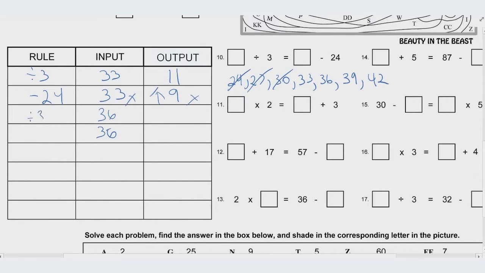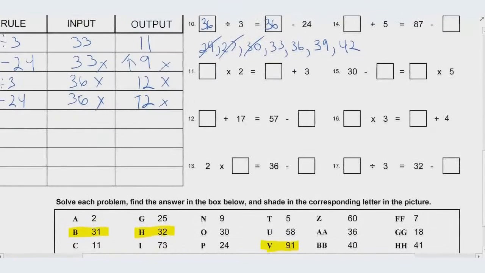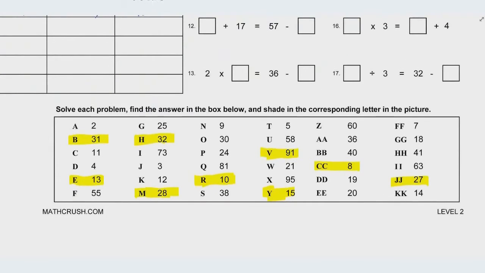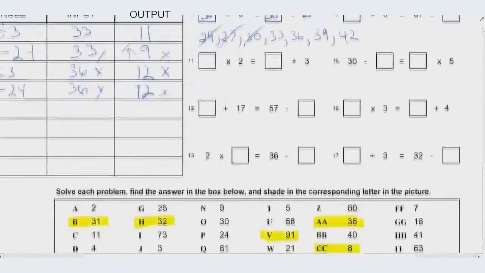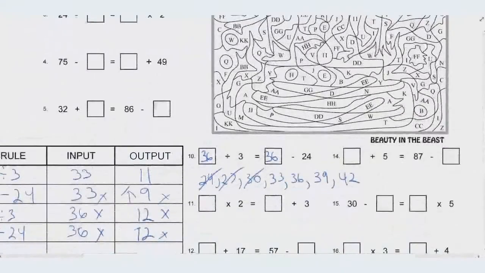Divide by 3, minus 24. 36 divided by 3 is 12, and 36 minus 24 is 12. We got the same output, the same input, so we know this must be 36. Again, we find 36 down in our box. 36 is AA. So we've shaded in all the AAs in our picture.